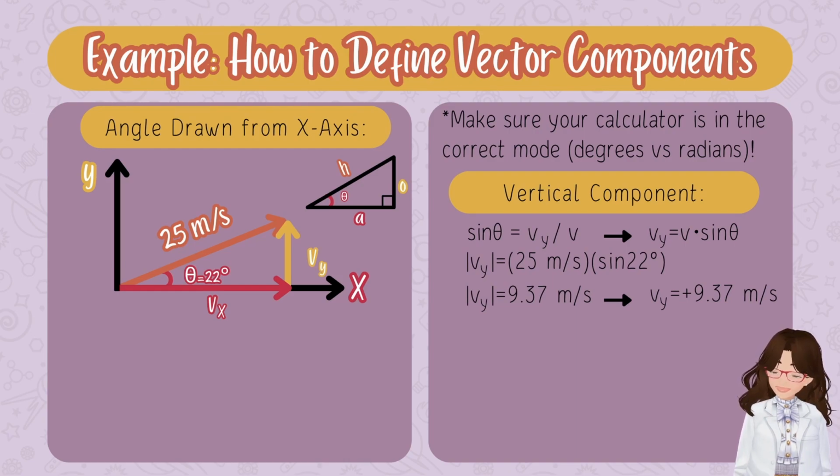Now, as the final component, I want to make sure that I check the vector, and I can see that Vy is pointing up, which is the positive direction. Therefore, Vy is positive 9.37 meters per second.